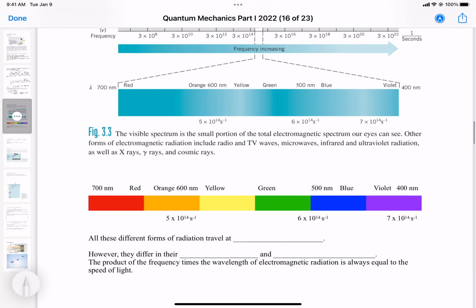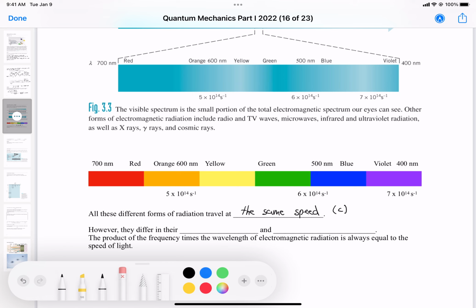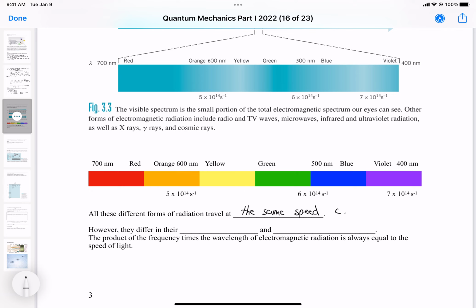Okay? All right. So when we're talking about light, if light can be represented as waves, then all these different forms of radiation travel at the same speed. And that speed is called c, the speed of light.